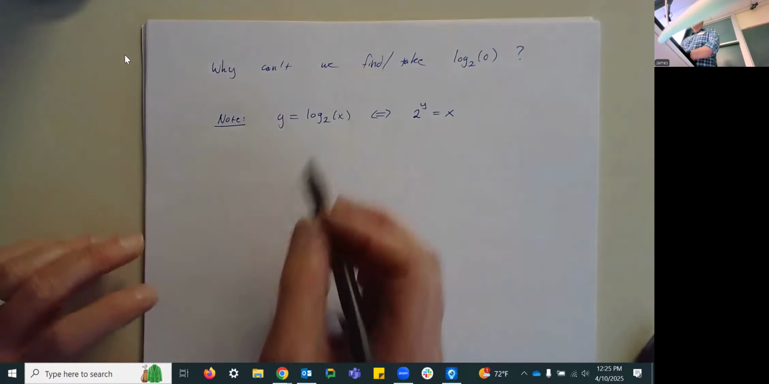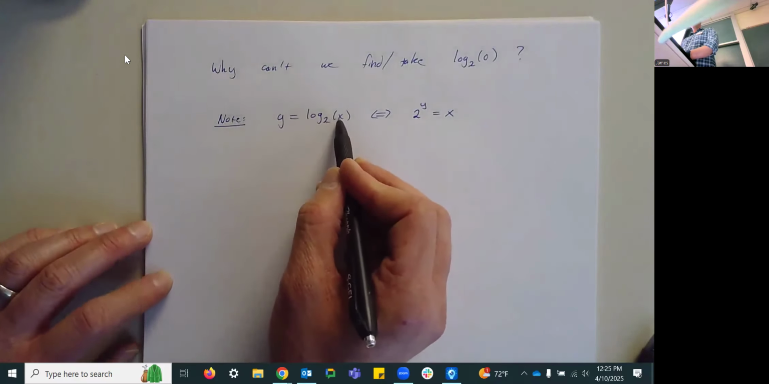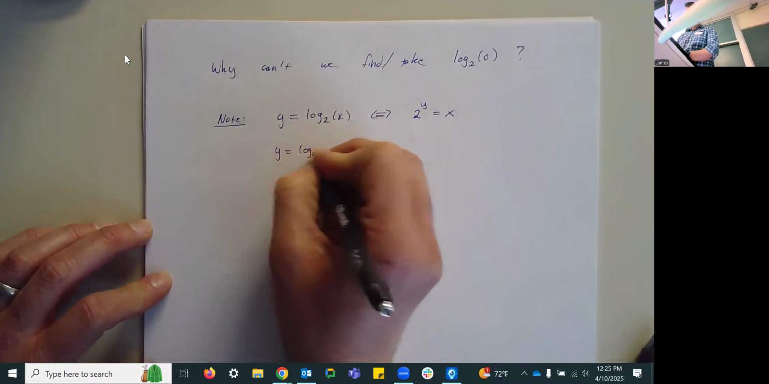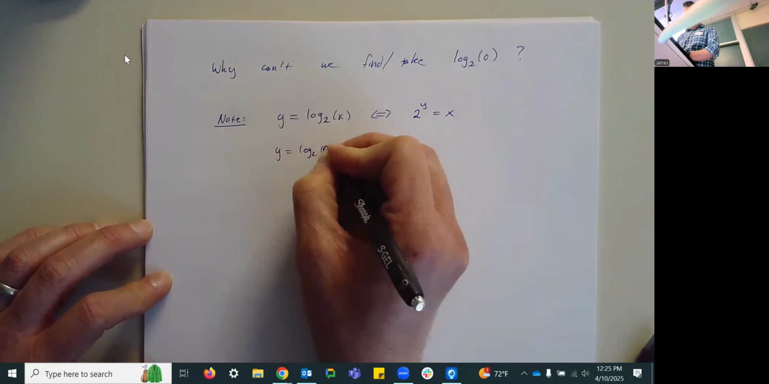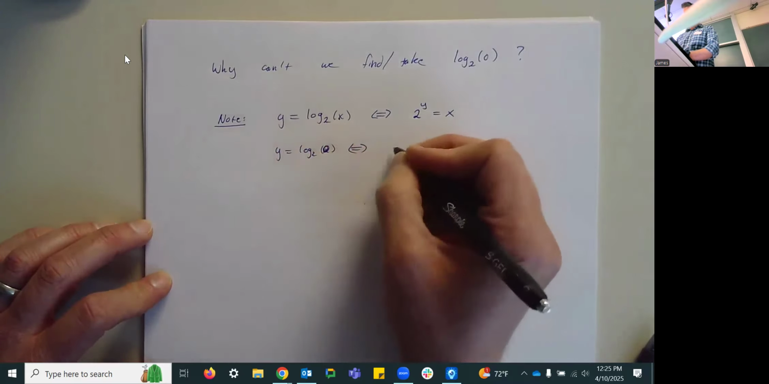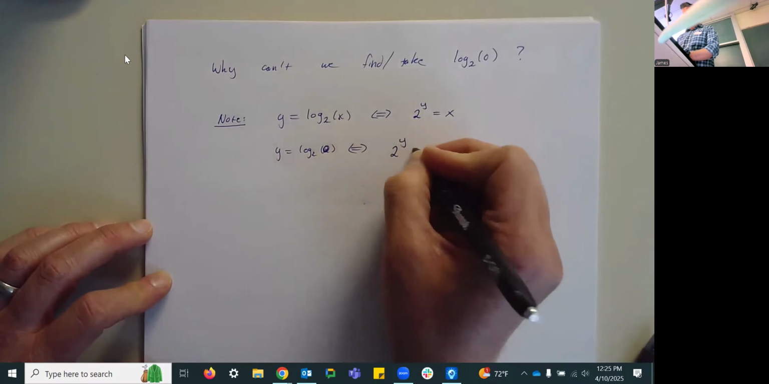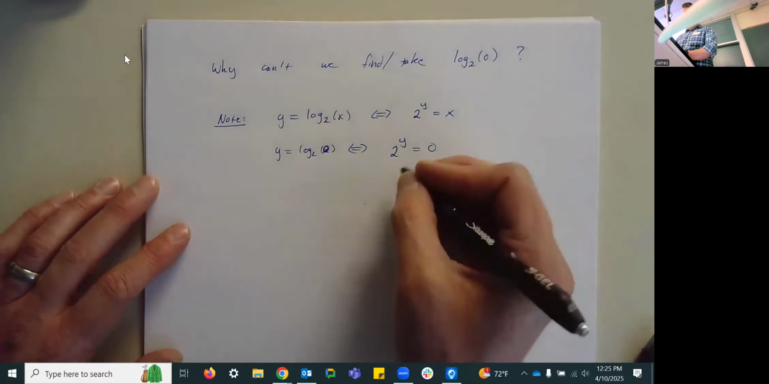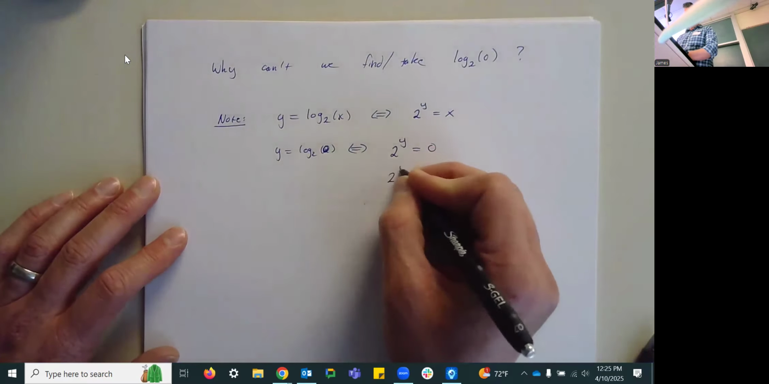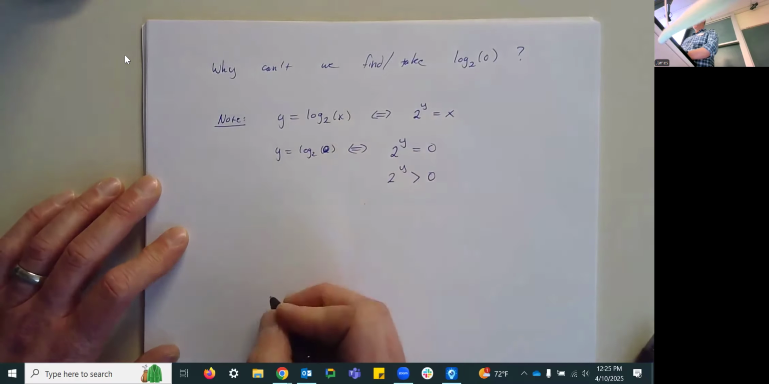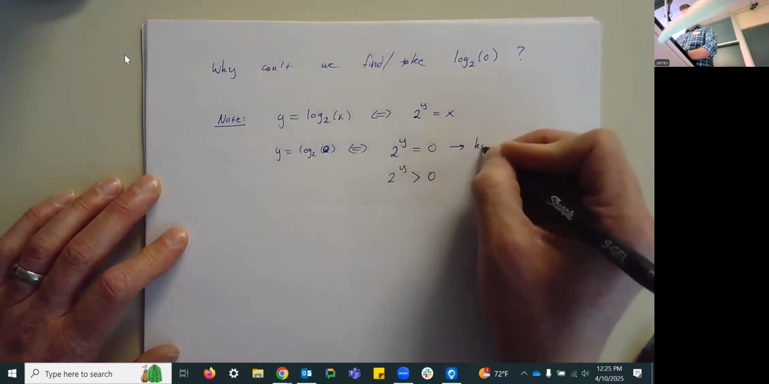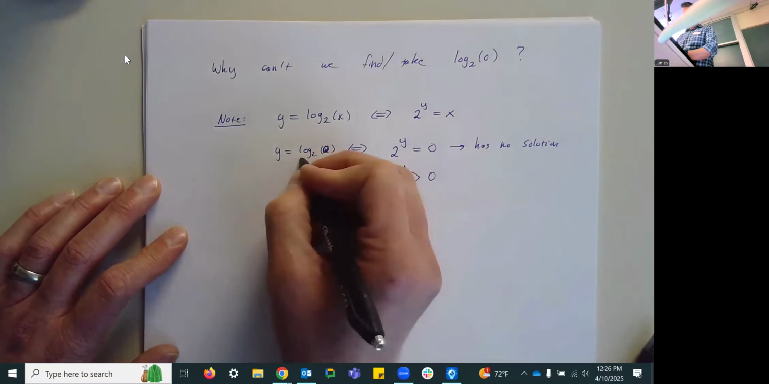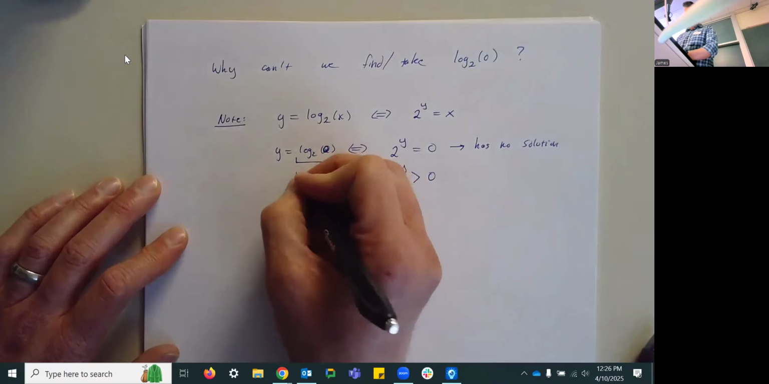So if we were going to take log base 2 of 0, it would have to mean that there was some y value so that 2 raised to the y power is equal to 0. But that's not true, right? 2 to the y, for any input, is always bigger than 0. So this has no solution, which means that log base 2 of 0 is undefined.